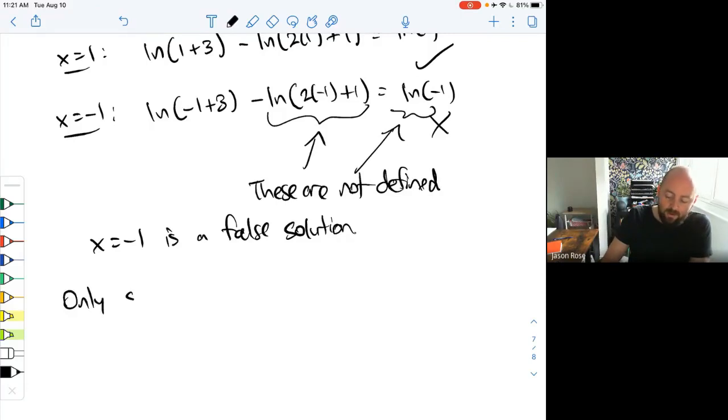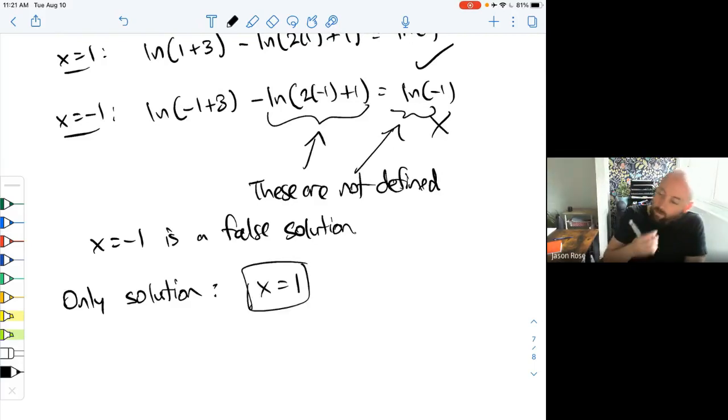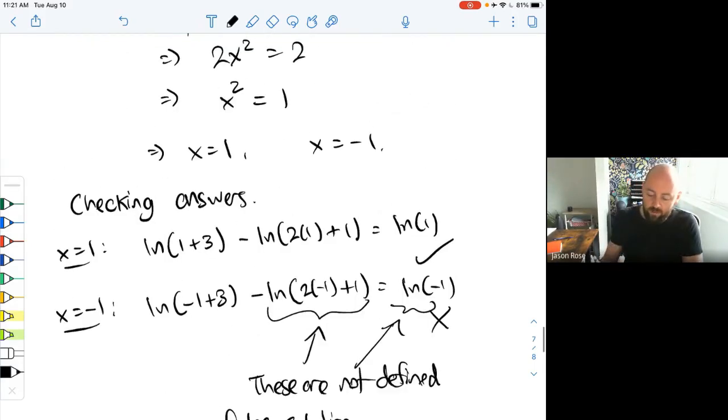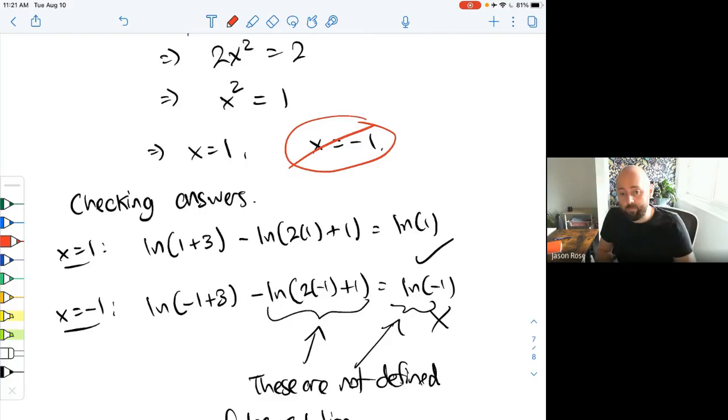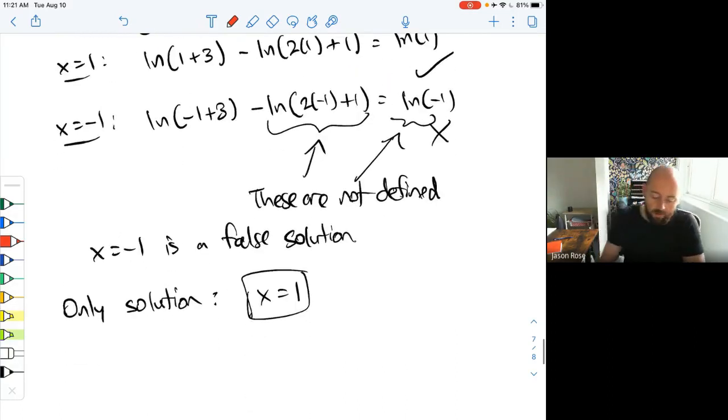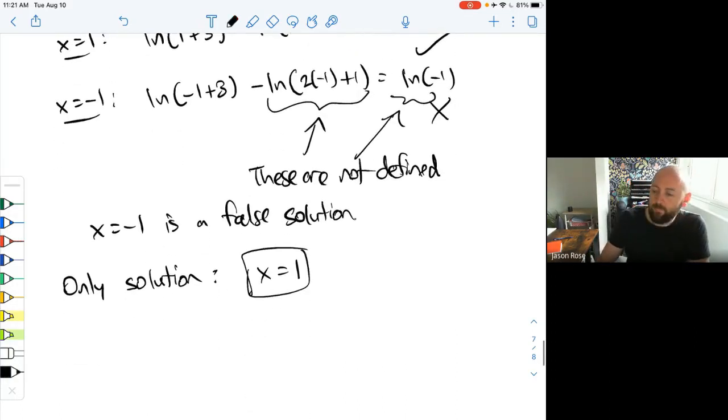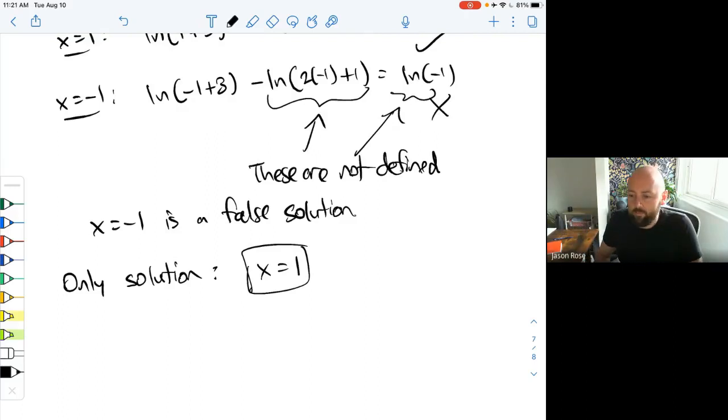So the only solution is x equals 1. So I'll probably just go back up here, maybe get a red pen and say, that one doesn't work. So yeah, that would be a more well-presented answer, Evan.